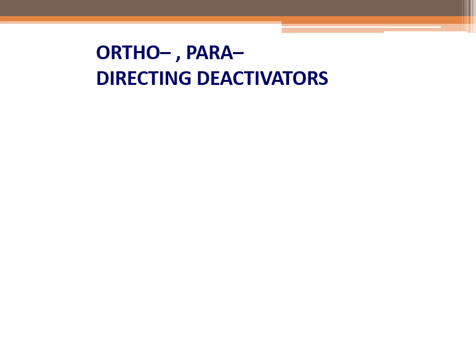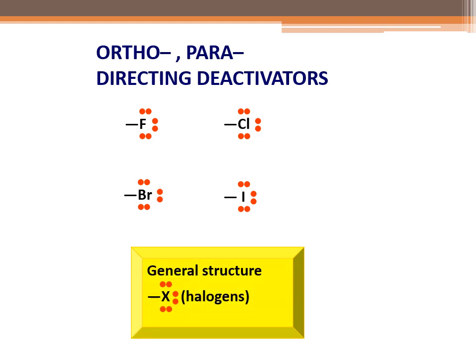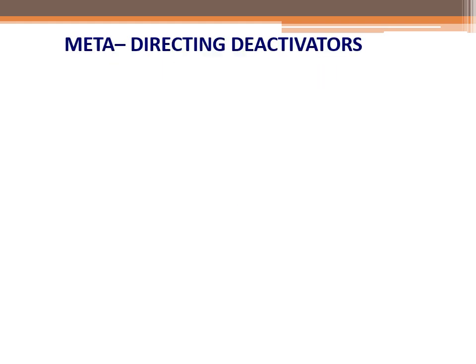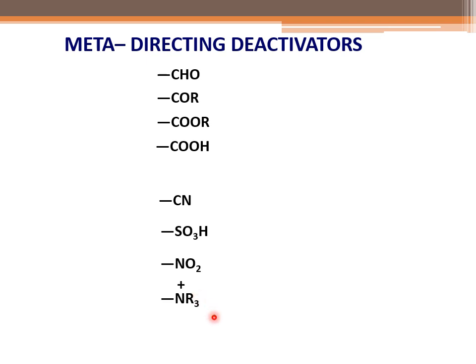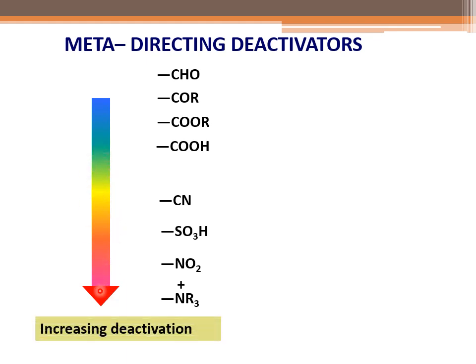Ortho-para-directing deactivators are the halogen groups or halogen atoms. It is fluorine, chlorine, bromine, and iodine. Here is the list of meta-directing deactivators. You have an aldehyde on top, COR, COOR, COH, the carboxylic acid, cyanide or cyano, SO3H, NO2, nitro, NR3. So the increasing deactivation is going downwards.